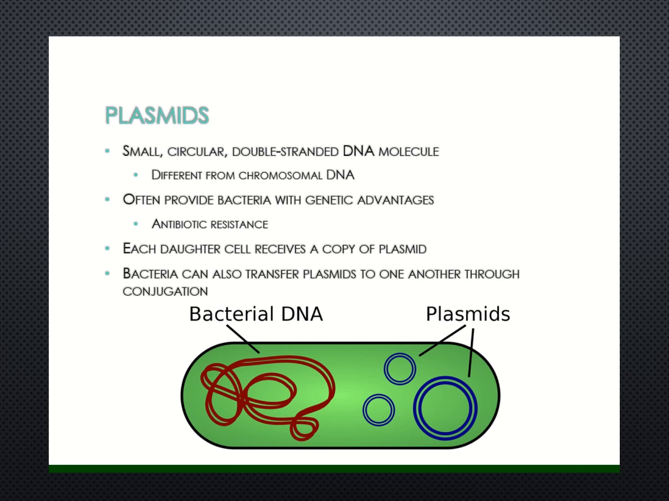Okay, so back to the prokaryotic DNA. Prokaryotes have plasmids, which are small circular double-stranded DNA molecules, and they're different from the chromosomal DNA. They will provide the bacteria with genetic advantages, for example, antibiotic resistance. Each daughter cell will receive a copy of a plasmid. So here's a plasmid that could go to a daughter cell, and this could go to a daughter cell. Bacteria can also transfer the plasmids to one another through conjugation.